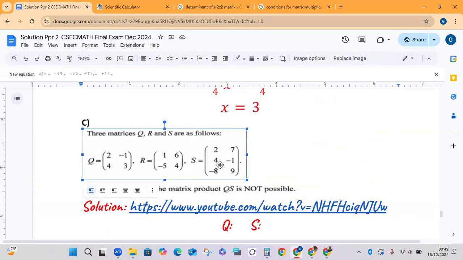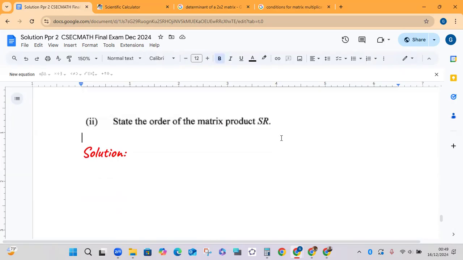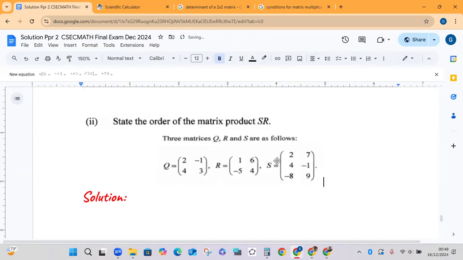Let's look at S and R. Here is S and R. S is a 3 by 2 and R is a 2 by 2. When you multiply S to R, what is the product? Is it possible to multiply S to R? How many columns does S have? 2. How many rows does R have? 2. So multiplication is possible.